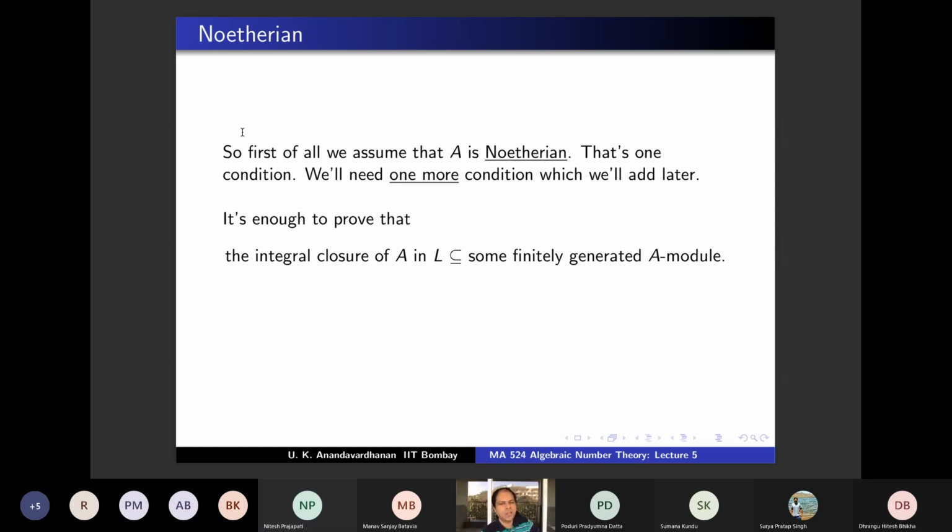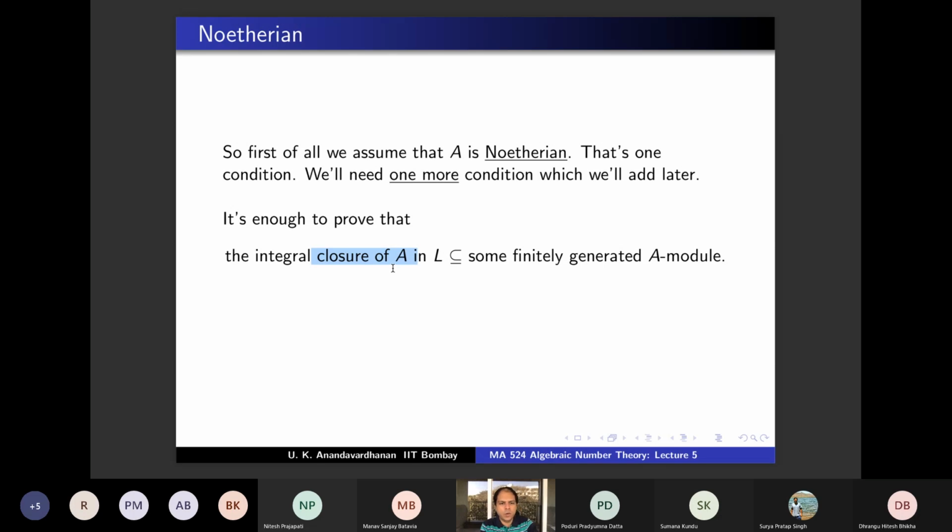So A is Noetherian as a ring. So any finitely generated A-module is a Noetherian module, and one characterization of a Noetherian module is that every submodule is finitely generated. The integral closure of A in L, which we are considering as an A-module, is a submodule of this module, and therefore it is finitely generated. Therefore the result is done.